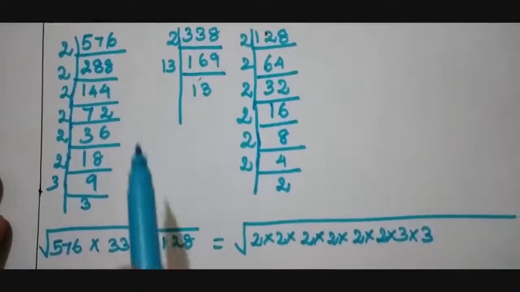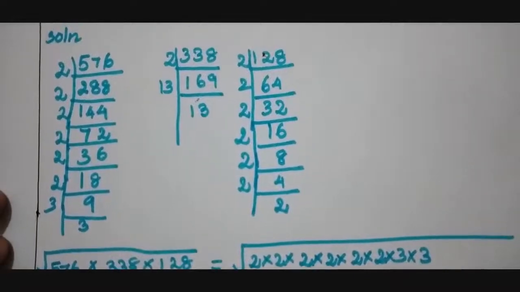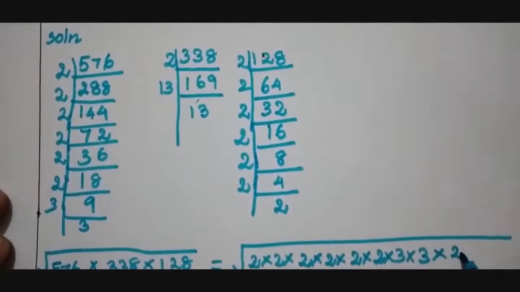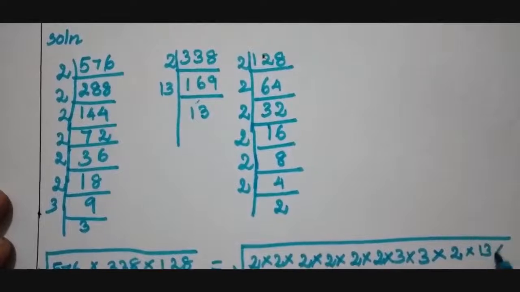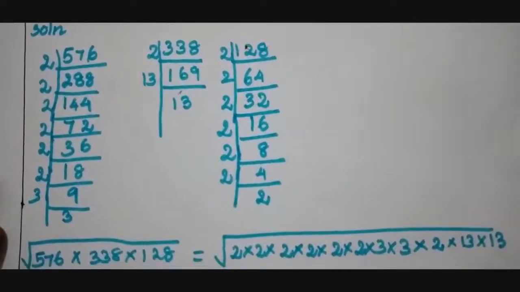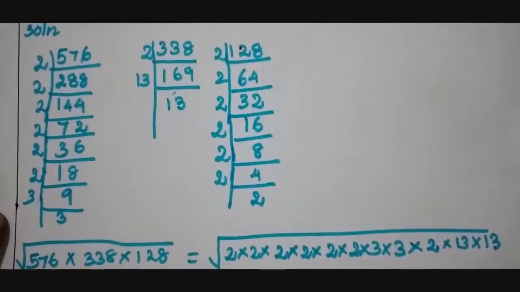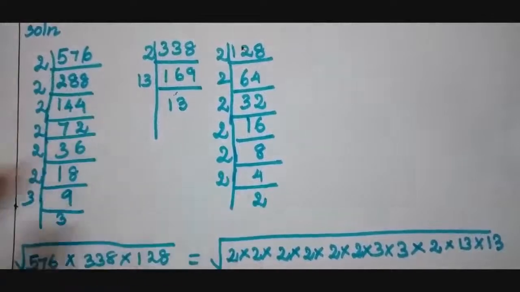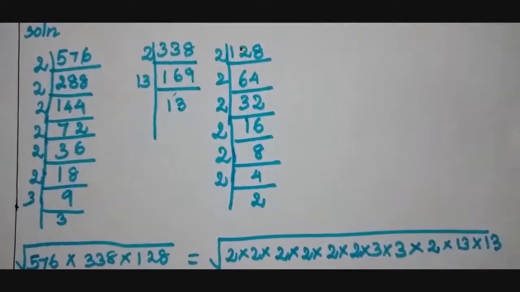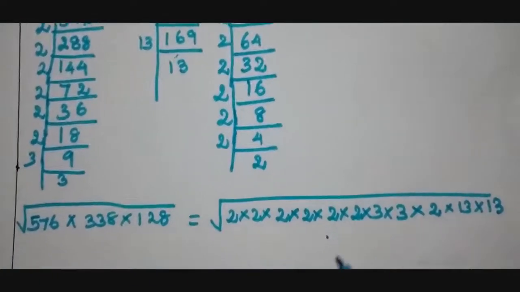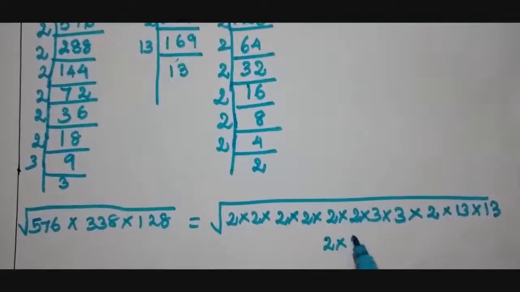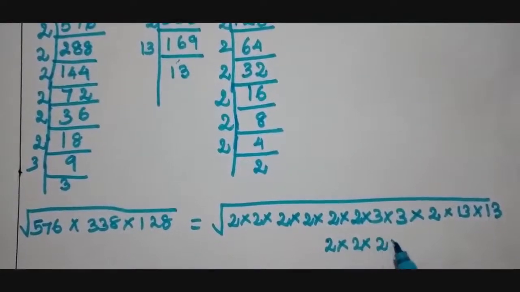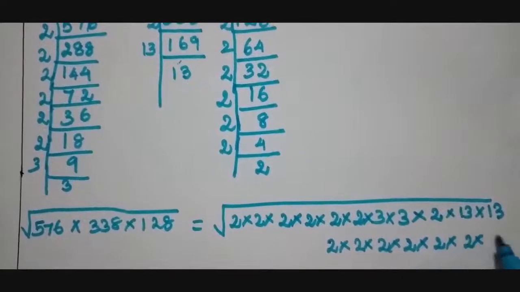Next the number 338. 2 into 13 into 13. The number 128. 1, 2, 3, 4, 5, 6, 7. 7 times of 2. So this also comes inside the root only. You have to write 7 times of 2.